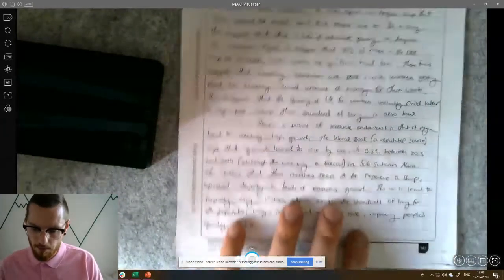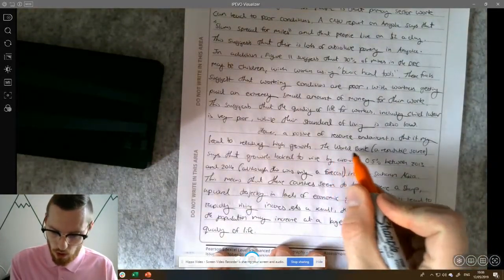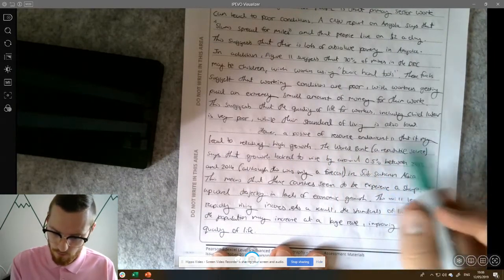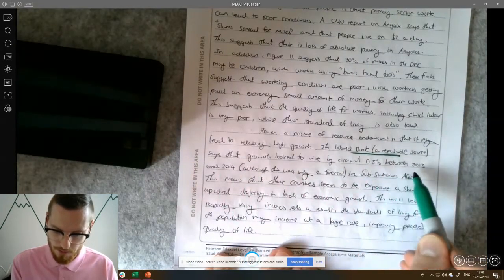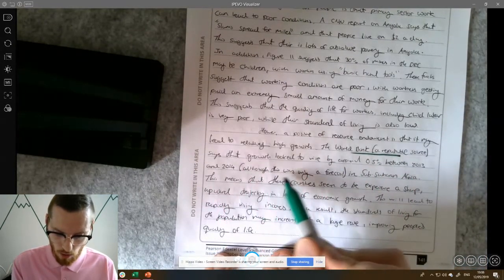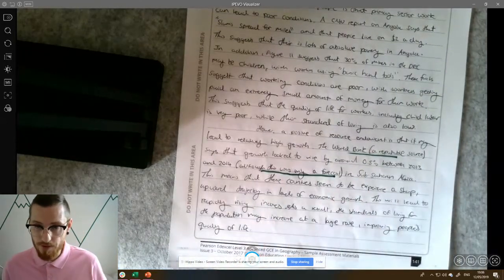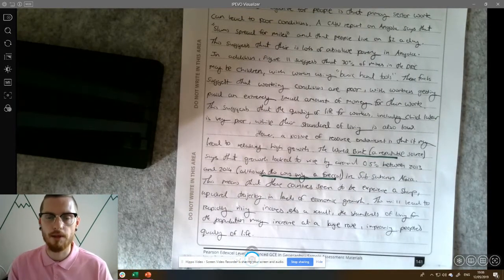Okay, so just a quick example of this. This student has said here, the World Bank, a reputable source, says the growth looked to rise by around 0.5% between 2013 and 2014, although this was only a forecast. Now, it's a very brief example of someone starting to think about the reliability of the sources provided by the exam board. Could be a lot better than that.